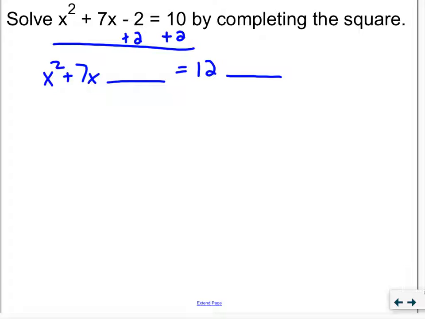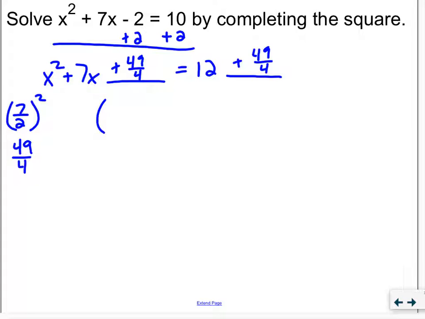So now let's see what we can do here. We're going to take our 7. We're going to divide it by 2. We're going to square it. That's going to give me 49 over 4. I know what you're saying. Oh my goodness, I got to add 12 and 49 over 4. Remember, you have a calculator. Oh yeah, okay.